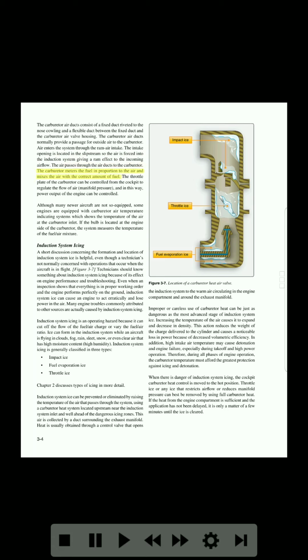The carburetor meters the fuel in proportion to the air and mixes the air with the correct amount of fuel. The throttle plate of the carburetor can be controlled from the cockpit to regulate the flow of air and manifold pressure, and in this way, power output of the engine can be controlled. Although many newer aircraft are not so equipped, some engines are equipped with carburetor air temperature indicating systems, which show the temperature of the air at the carburetor inlet. If the bulb is located at the engine side of the carburetor, the system measures the temperature of the fuel/air mixture.